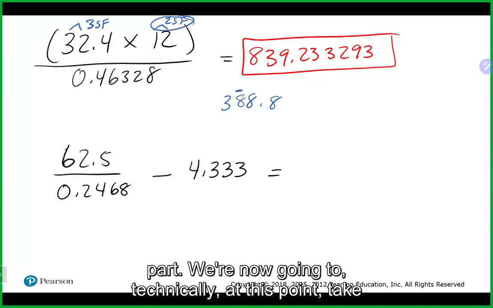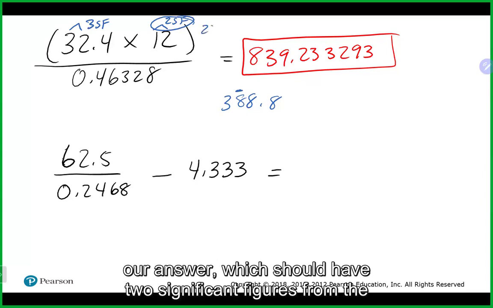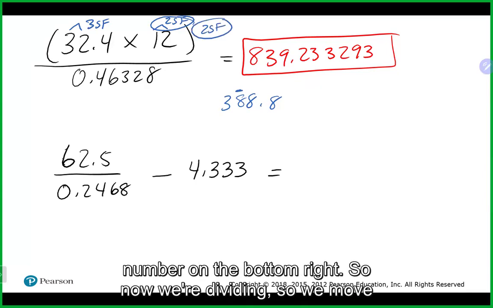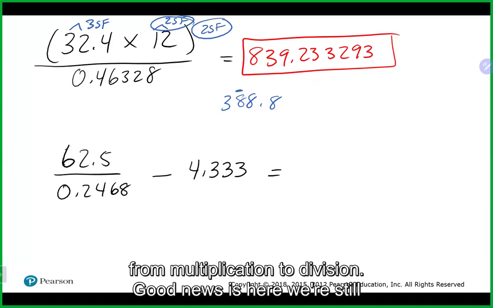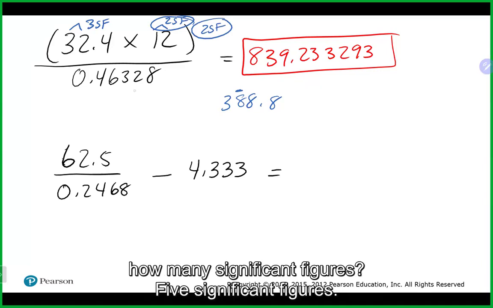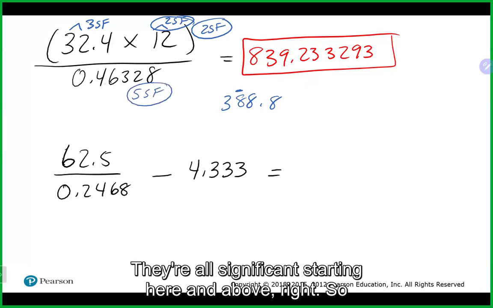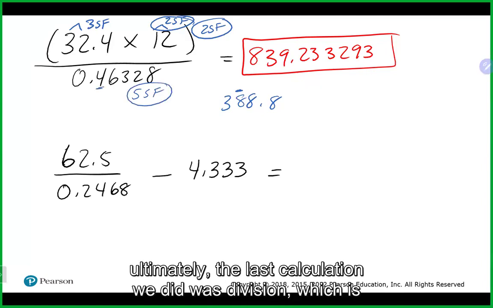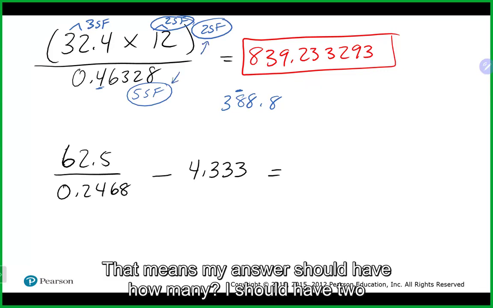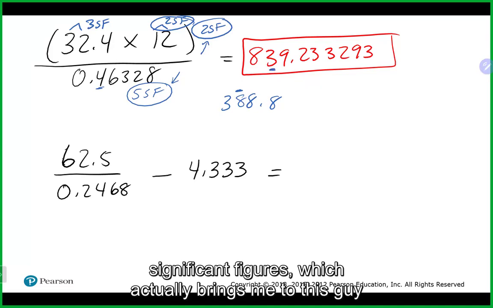We're now going to take our answer, which should have 2 significant figures from the top part of the calculation, and we're going to divide it by the number on the bottom. So now we're dividing. We moved from multiplication to division. Good news is here we're still looking at significant figures. So the bottom number has how many significant figures? 5 significant figures. They're all significant starting here and above. So ultimately, the last calculation we did was division, which is dividing 2 significant figures by 5 significant figures. That means my answer should have how many? Should have 2 significant figures, which actually brings me to this guy.